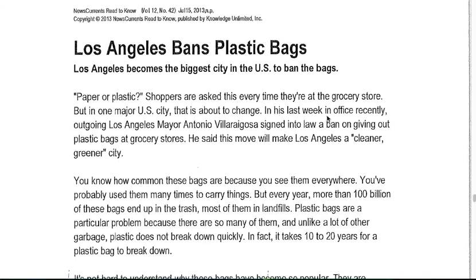In his last week in office recently, outgoing Los Angeles Mayor Antonio Villaraigosa signed into law a ban on giving out plastic bags at grocery stores. He said this move will make Los Angeles a cleaner, greener city.